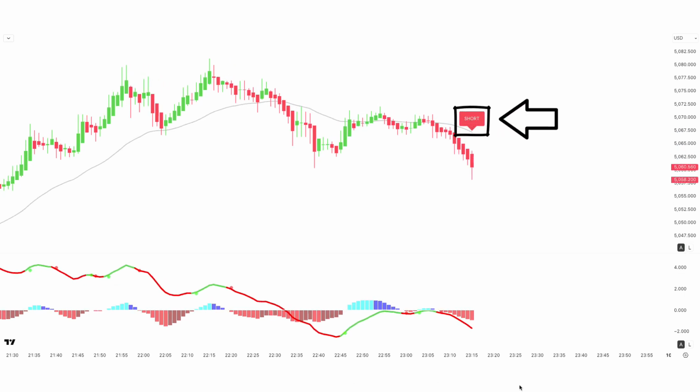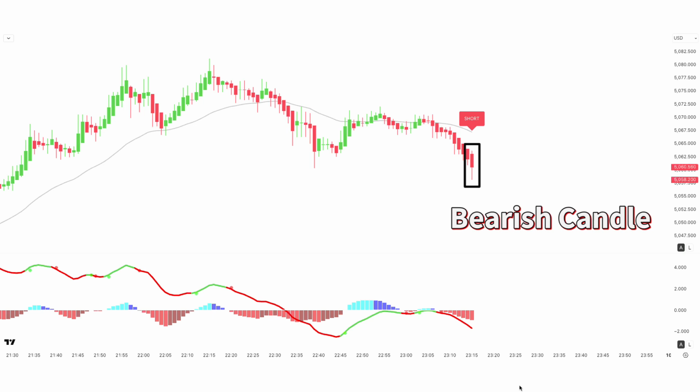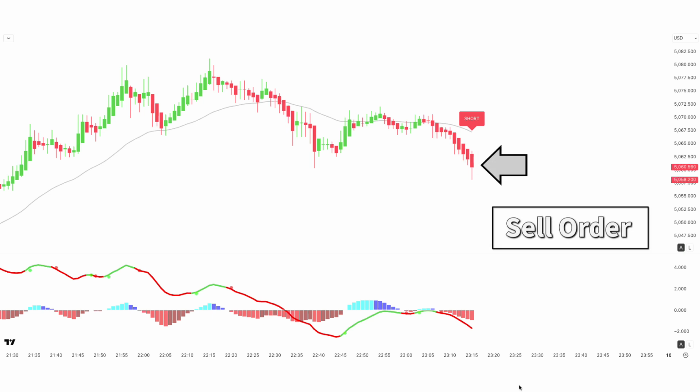Here the gold trend signal arrow of this indicator is a short signal. Here the red line of the MACD custom indicator is below the columns. Here the market has made a bearish candle to give confirmation. So all our conditions are being fulfilled, so we are placing an order to sell.